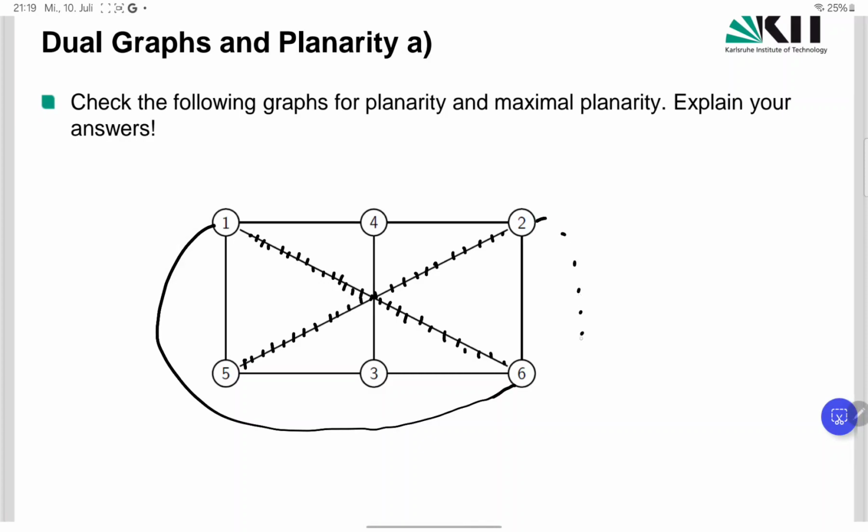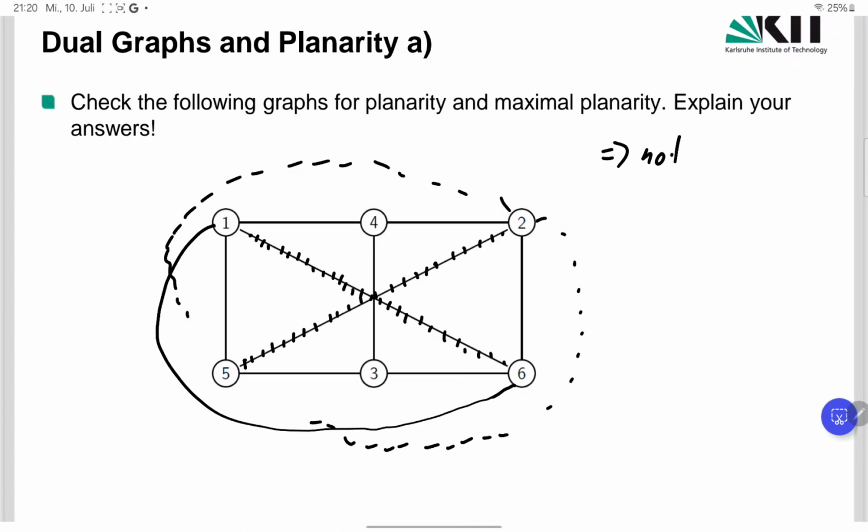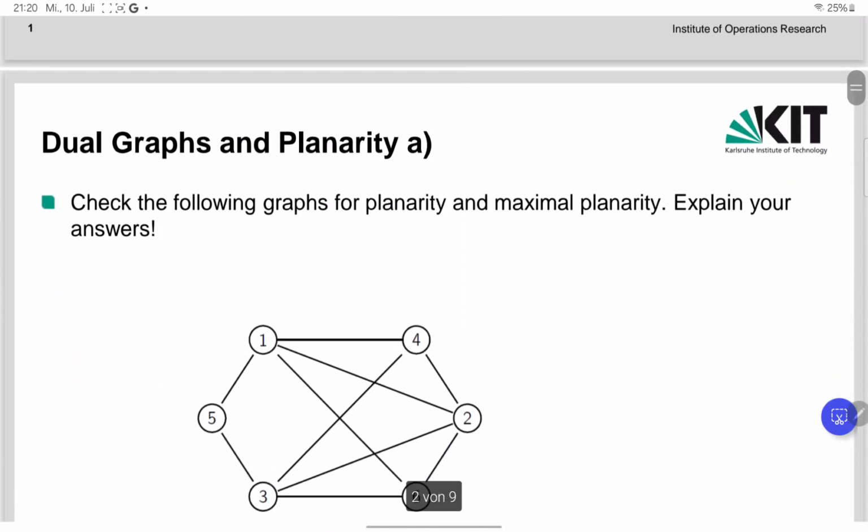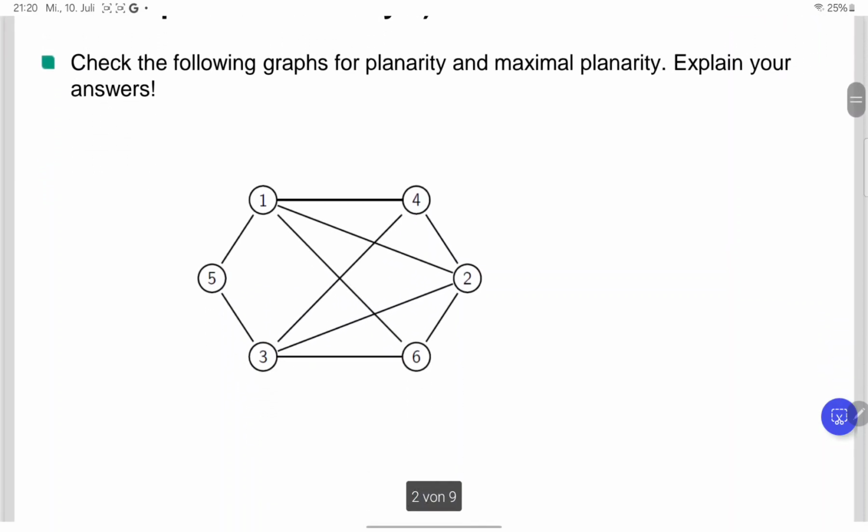So we could go from this side, okay, but at one point you have to cross the edge between 1 and 6, or you go the other way around, okay, and you also have to cross it at one point. So therefore this is not a planar graph. Okay, so it is not possible to draw it in such a way that the edges are not crossing each other. Okay, then let's have a look at the second graph.